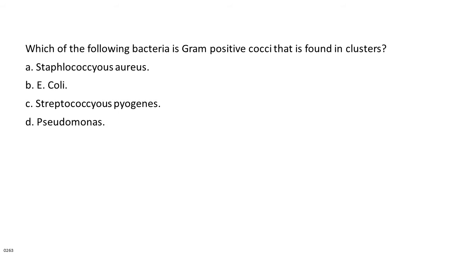Which of the following bacteria is a gram-positive cocci that is found in clusters? A. Staphylococcus aureus. B. E. coli. C. Streptococcus pyogenes. D. Pseudomonas.